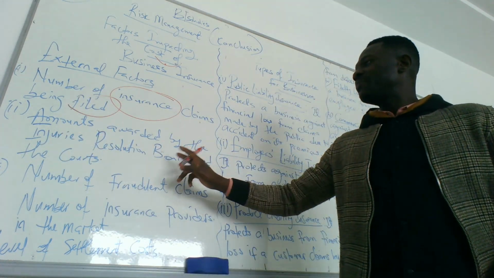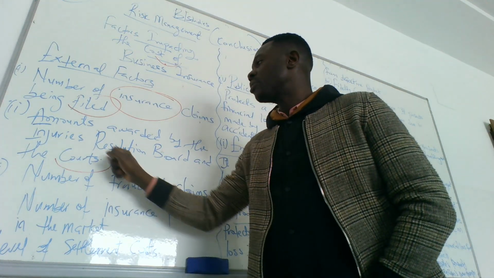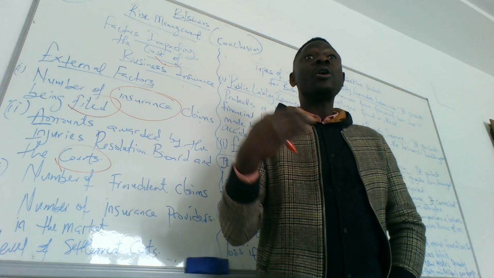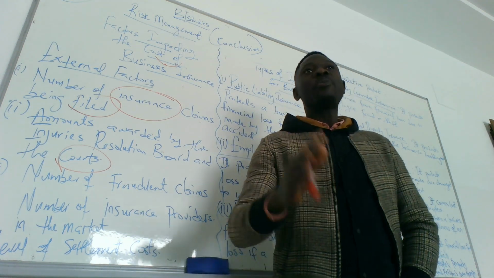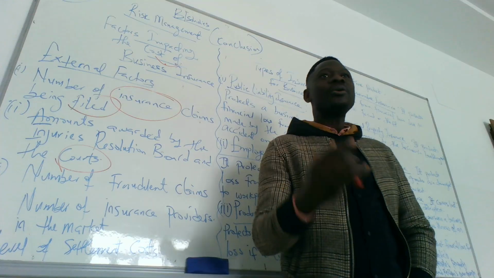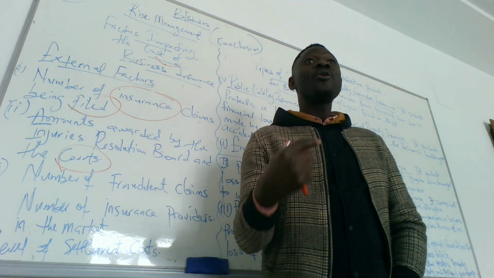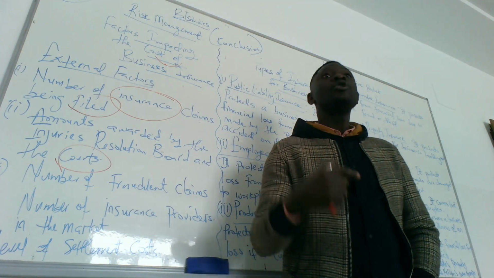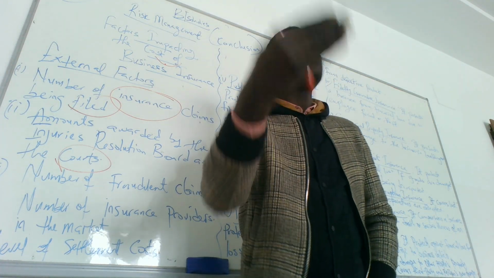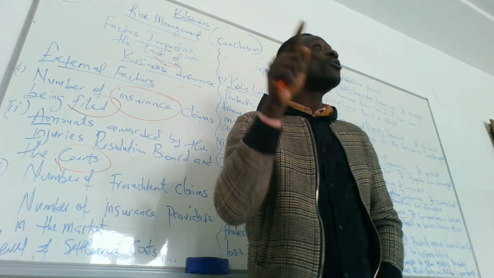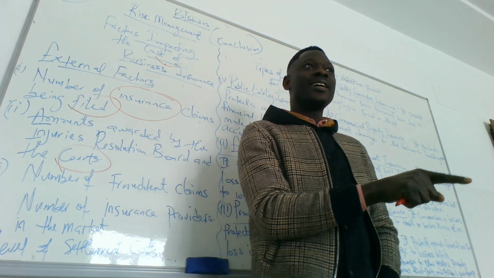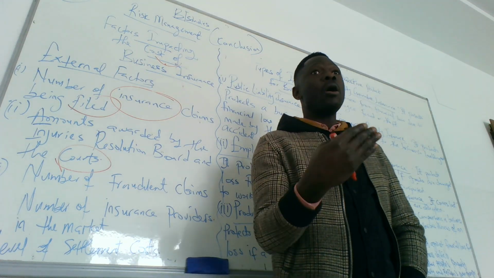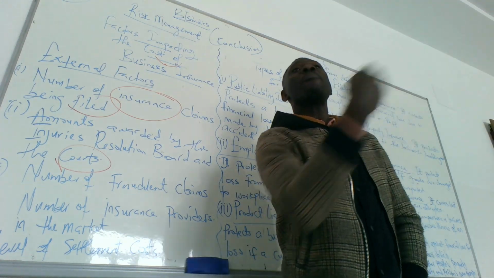Second, amounts awarded by the Injuries Resolution Board, which is probably the cost. How much is your compensation? These compensations are based on laws or rules attached to the policy. They are regulations. So the amount of money you receive will be based on what the law says. You don't determine it. You decided on taking the policy, but your compensation is not based on you. It is based on regulations and laws.